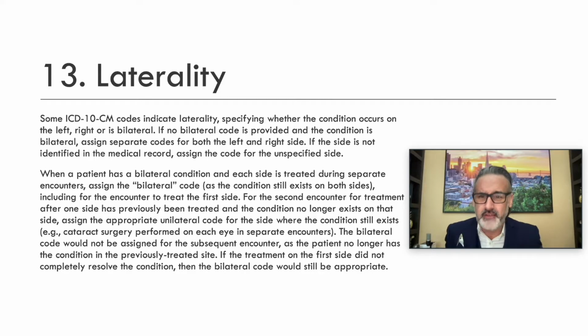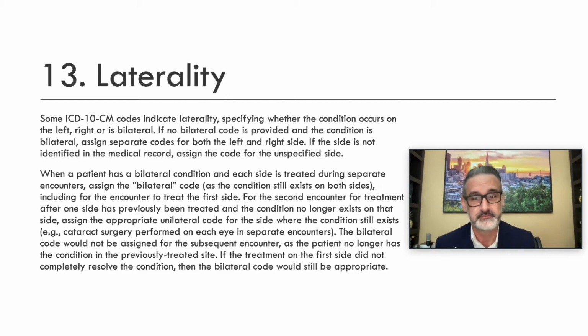Sometimes, quite often, when we have the diagnosis codes and we're looking them up, we have options for left side, right side, bilateral side, or unspecified. I mean, we don't know. And depending on if the patient has a condition on both sides, if the documentation shows, let's say, bilateral, and we have a bilateral code to choose from, then we choose the one bilateral code.